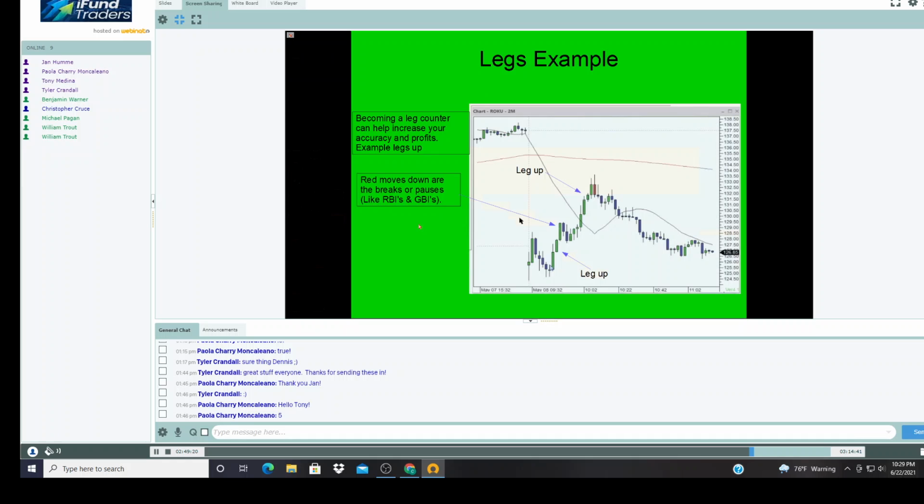So the red moves down, or a break or a pause, like a ribby or gibby. Red bar ignores in this case. You combine these. What happens on one side happens on the other. Another leg up.